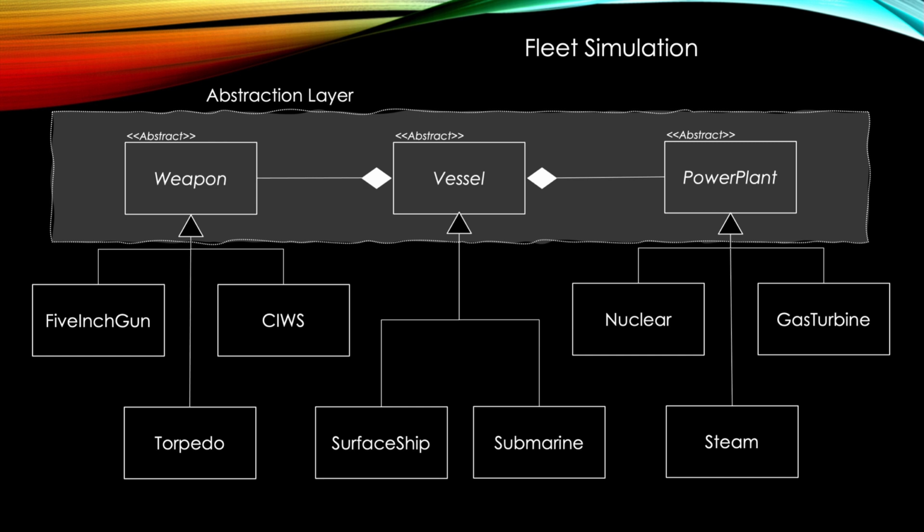Next, we have this abstraction layer made up of these abstract base classes, and this is where the code should be targeting. So for example, you'll notice that vessel is a composite of a weapon and a power plant. So within vessel, any code that's meant to execute any method on one of the derived classes will have to use either a weapon interface or power plant interface. And this is an example of Liskov substitution.